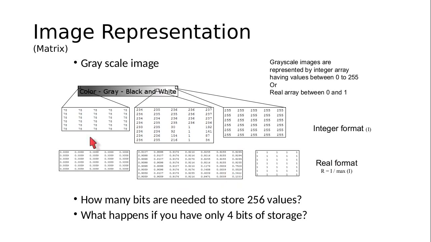The reason why this came up is because typically charge coupled devices or the photovoltaic cells were storing their values, the electrical impulses, in 8 bits. And 8 bits can store 256 values, and therefore people stuck to 0 to 255. Now think about what would happen if you had only 4 bits of storage. How many values would you be able to store?